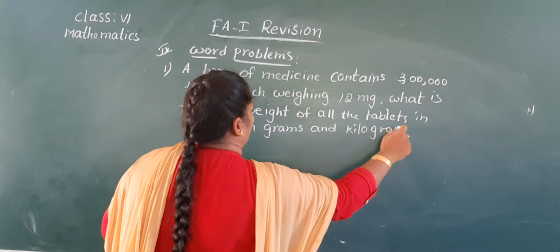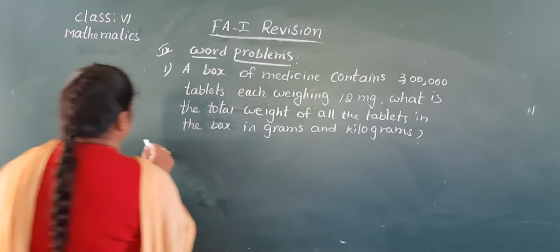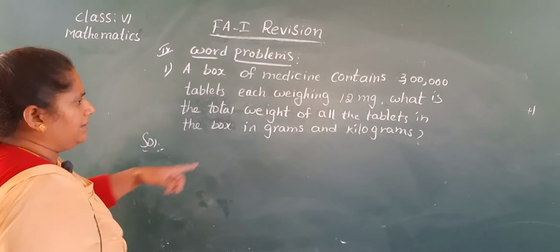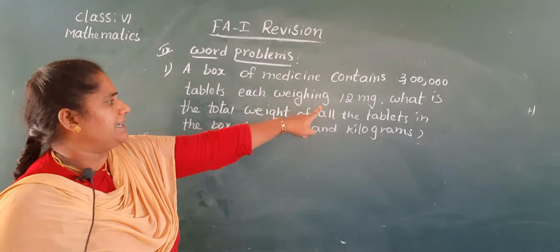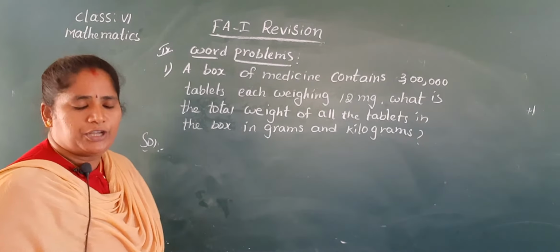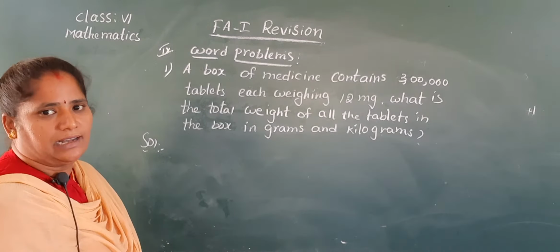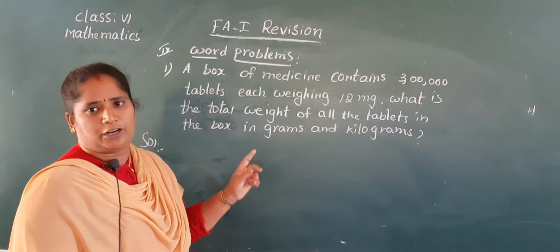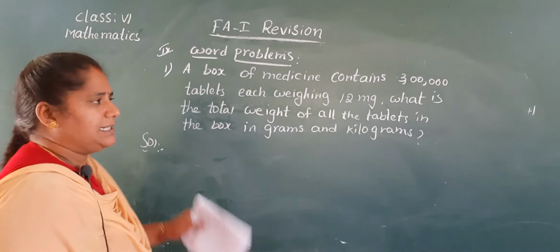So this is the problem. I just changed the numbers. Here it is 3 lakh, but I changed each weighing to 12 mg. In your textbook they have given 15 mg. If I change the numbers, you can still do the problem easily. That is the same model only.